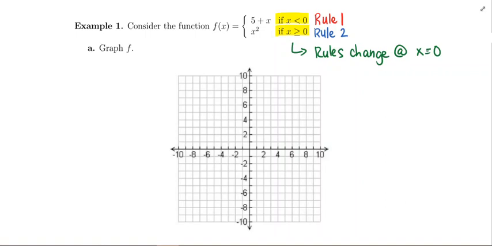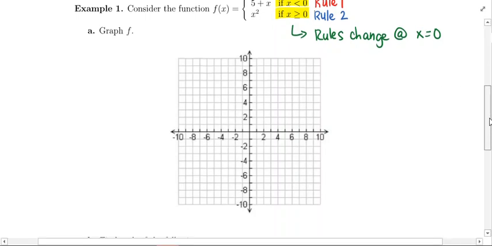I cannot emphasize enough: for this particular function, the rule changes at x equals 0, but for a different function, it may change at x equals 1, or it may change at x equals -2. It is not always at x equals 0. All right, so first thing we're going to do is recognize where the rule changes. The rule changes at x equals 0.